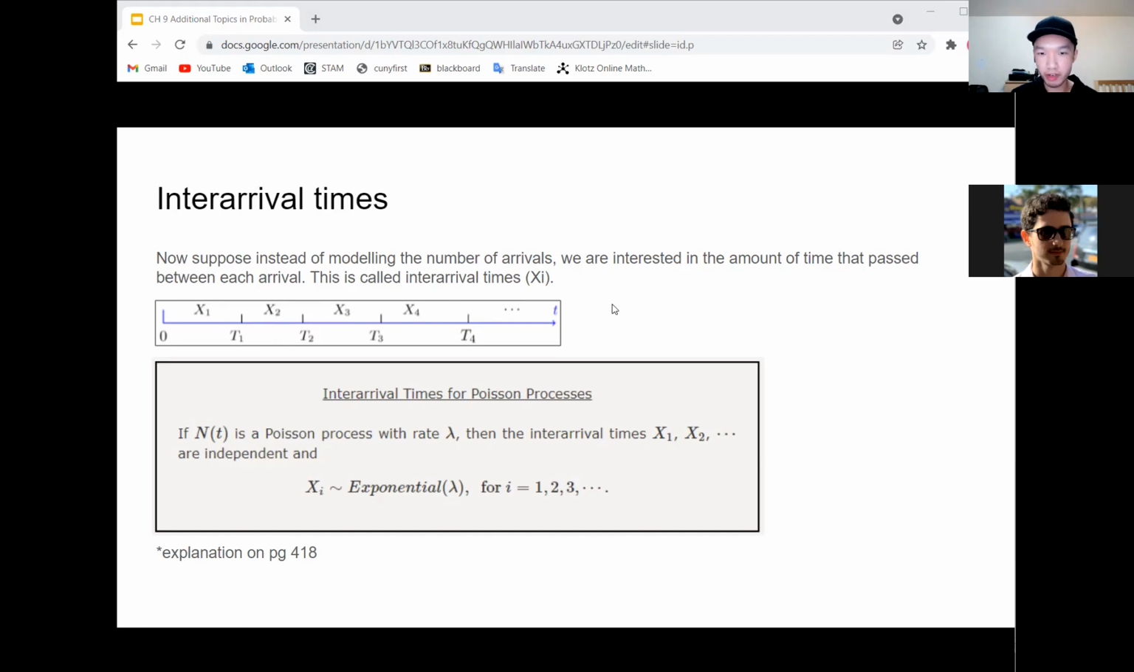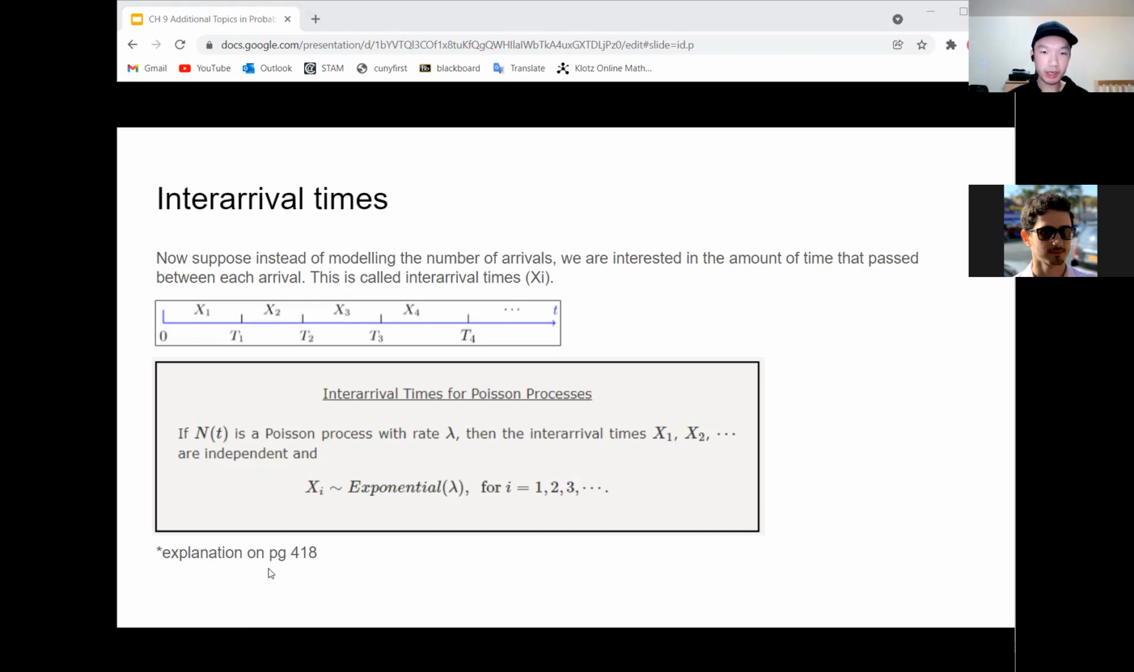So what can we say about inter-arrival times? Does it follow some distribution that we're familiar with? It turns out that it does. This is the conclusion established in the textbook. Let N of t be a Poisson process with rate lambda. Then the inter-arrival times X sub 1, X sub 2, and so on are independent, and each follows an exponential distribution with the same lambda as the Poisson process. If you want to see the full proof, it's on page 418.